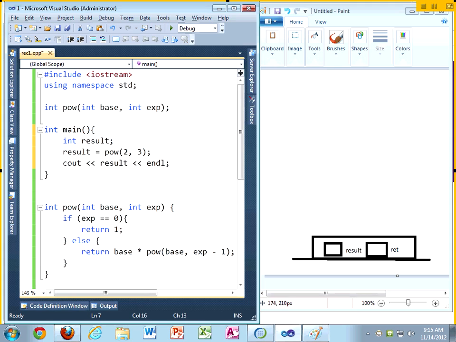All right. So what's in result right now? I'm not going to write it in there, but it really should be a question mark, right? Junk. Same thing with the return value. So I've done this declaration. Now I'm going to do this statement right here, which involves a function call to the POW function. So whenever I have a function call, that means I put another activation record on the stack.